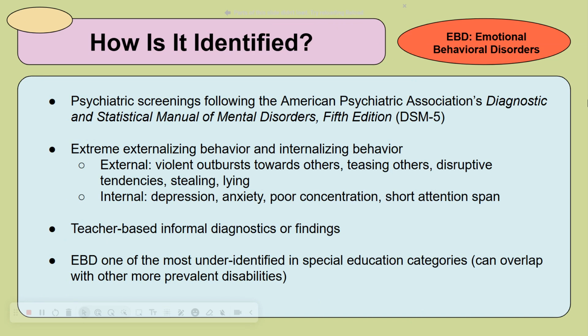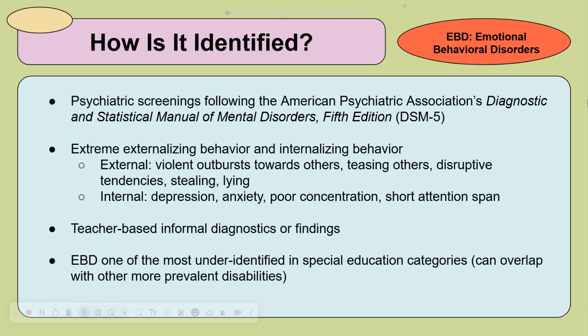So how is emotional behavioral disorder identified? There is a psychiatric screening following DSM-5, but a lot of the identification actually comes from teachers themselves because they are seeing these extreme behaviors happening within the classroom. The external ones are pretty obvious to identify: the violent outbursts, the teasing, the disruptive tendencies, stealing or lying. But the internal ones are a little bit harder to identify: the depression, anxiety, poor concentration, or short attention span.